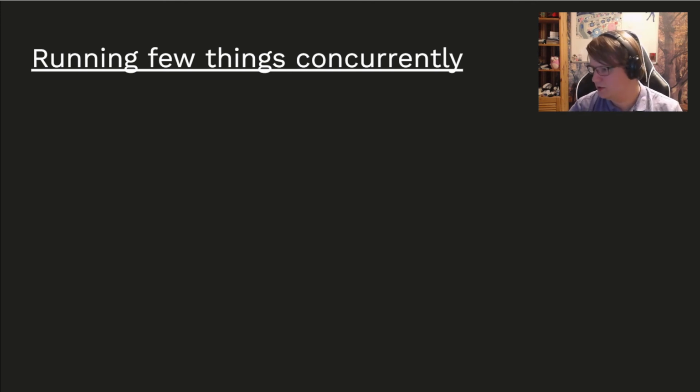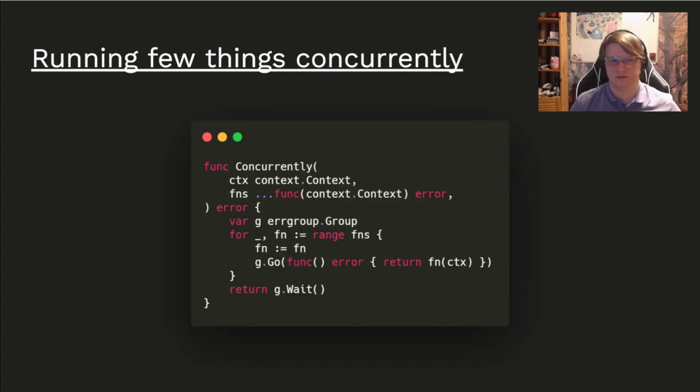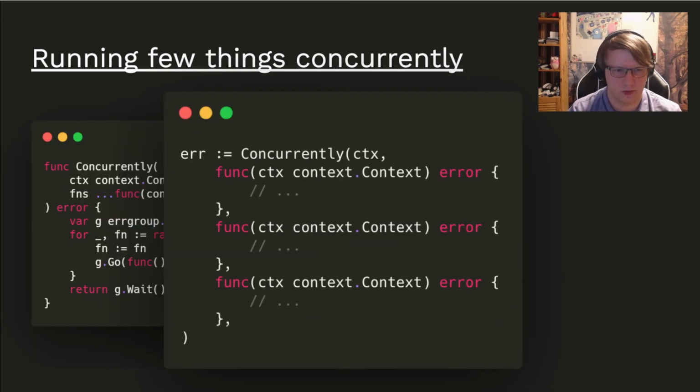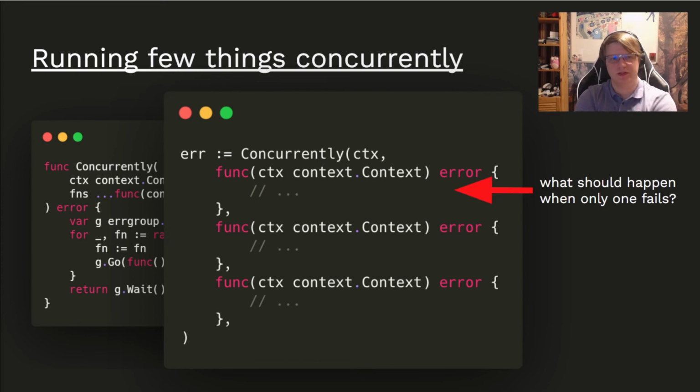A common thing is to start a few coroutines and then wait for them to stop. One really tiny function for that is, let's say, this concurrently. And here's how you would use it. In testing concurrent code, this is a really nice helper.